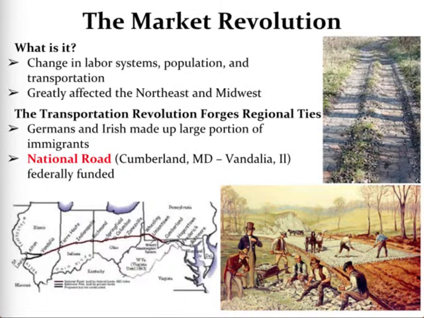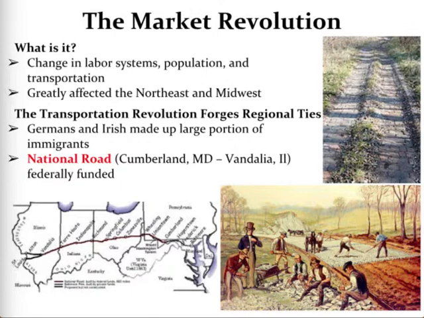So, the market revolution. The transportation revolution forges regional ties. First, what is it? Okay? The market revolution was a change in labor systems, population, and transportation. And it greatly affected the Northeast and Midwest. And what it will do is forge regional ties. Germans and Irish will make up a large portion of the immigrants.